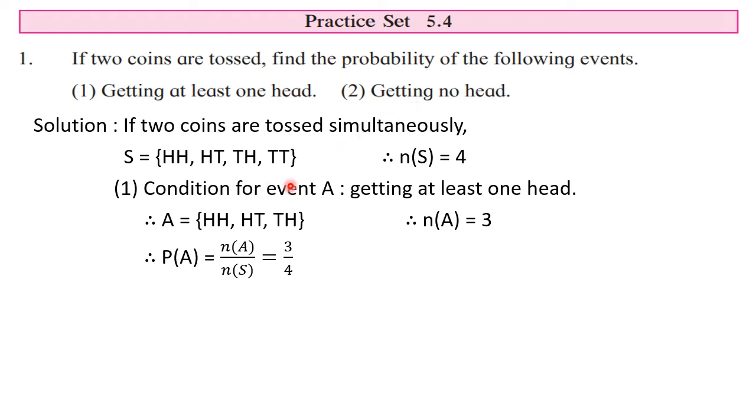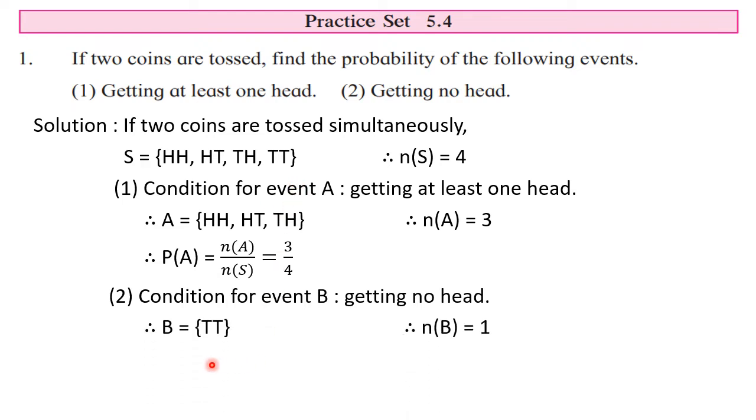So write down the condition for event B: getting no head. No head means only tail. So here we have only one sample point in set B, that is TT, and from that we can write down N of B is equal to 1. Then we have to find the probability, that is P of B is equal to N of B upon N of S, that is 1 upon 4.